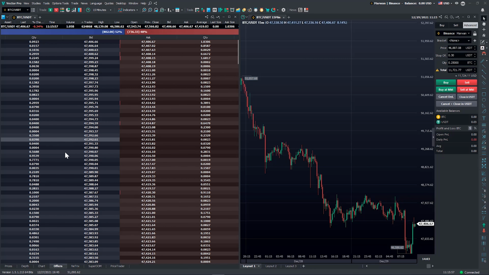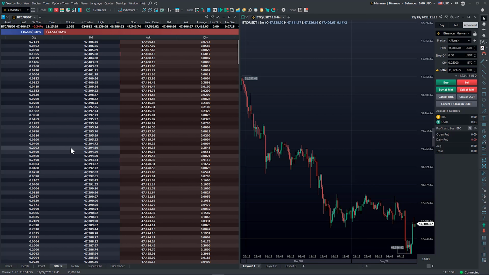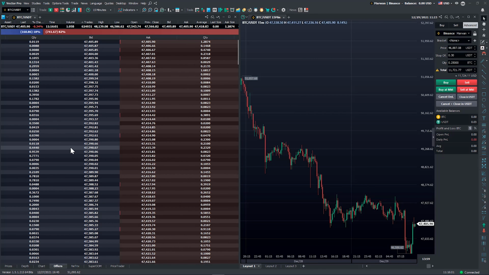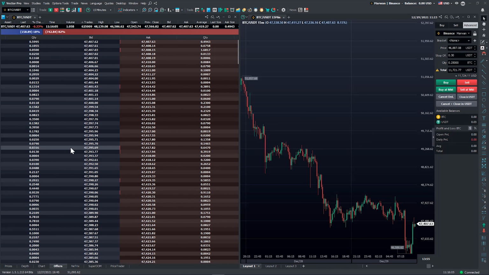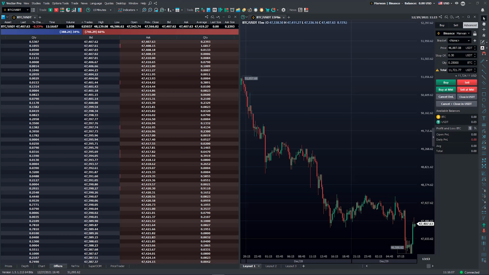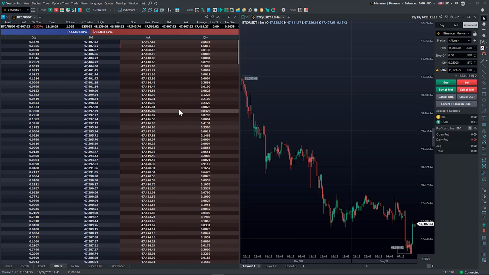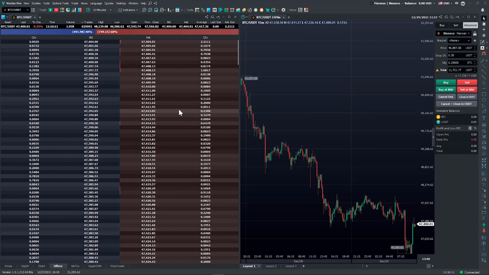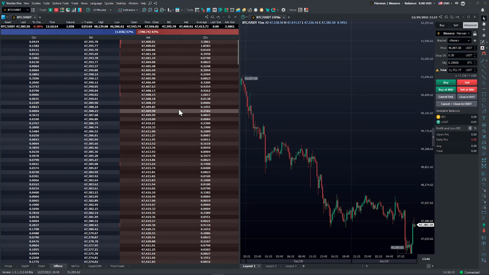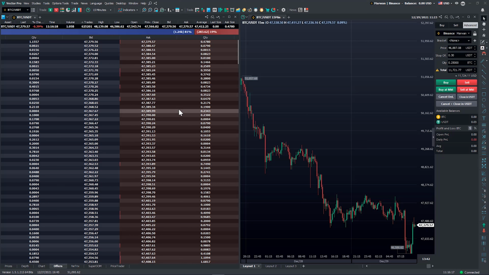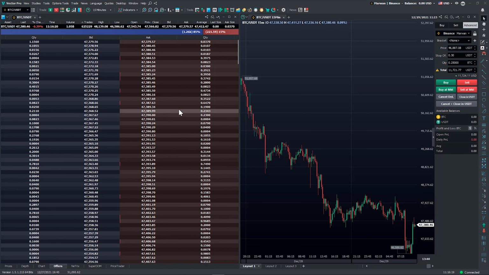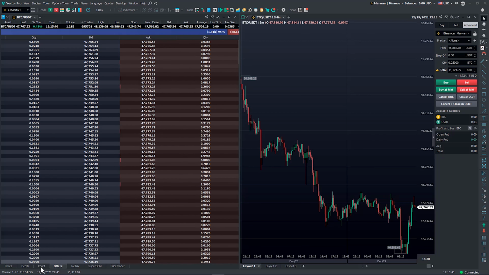On the left side of the table in blue, we have the bid size, which is the amount of a crypto asset that a trader is willing to purchase at the corresponding bid price. This is also known as the buying intention of market traders. On the right side, in red, we have the ask size, which is the amount of a crypto asset that a market maker is offering to sell at the corresponding ask price. This is also known as the selling intention of market traders.